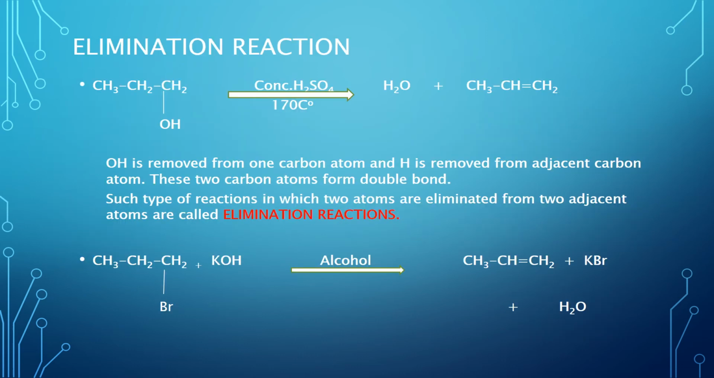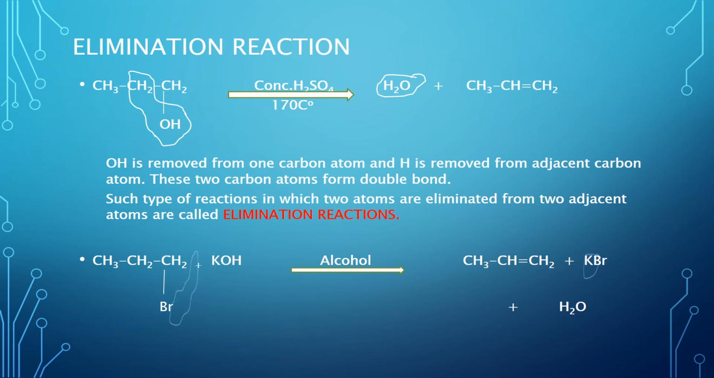You have learned two different reactions. One is the dehydration of alcohol, in which hydroxide ion from one carbon atom and hydrogen from the adjacent carbon is removed in the form of water. As you can see, hydroxide from one carbon and hydrogen from the adjacent carbon is removed as a water molecule. So such a type of reaction in which two atoms are eliminated from two adjacent atoms is called an elimination reaction.